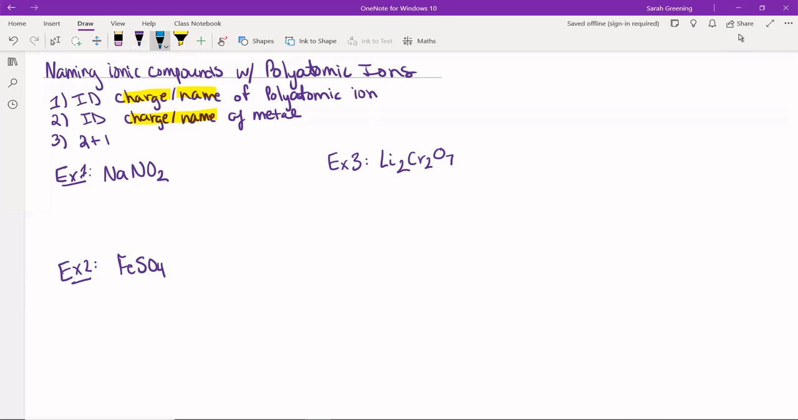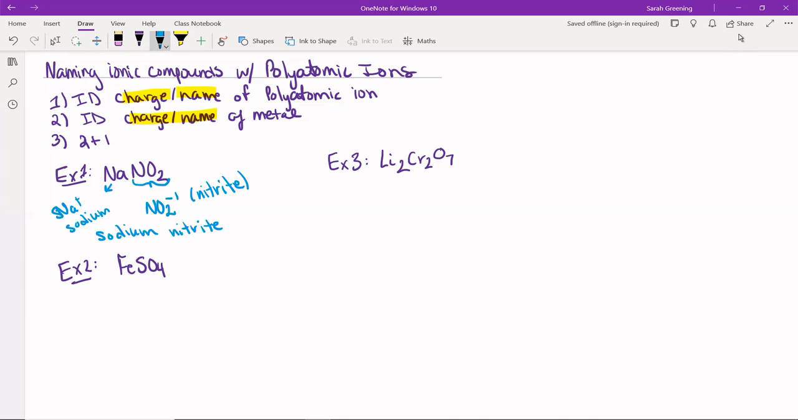As an example, we're going to look at this ionic compound where NO2 represents our polyatomic ion. We'll look at the charge first. So that's NO2 minus 1, and this is known as nitrite. If you remember, nitrate is NO3 minus 1. And then our metal is simply Na plus, which is known as sodium. So together, this is simply sodium nitrite. Very straightforward.